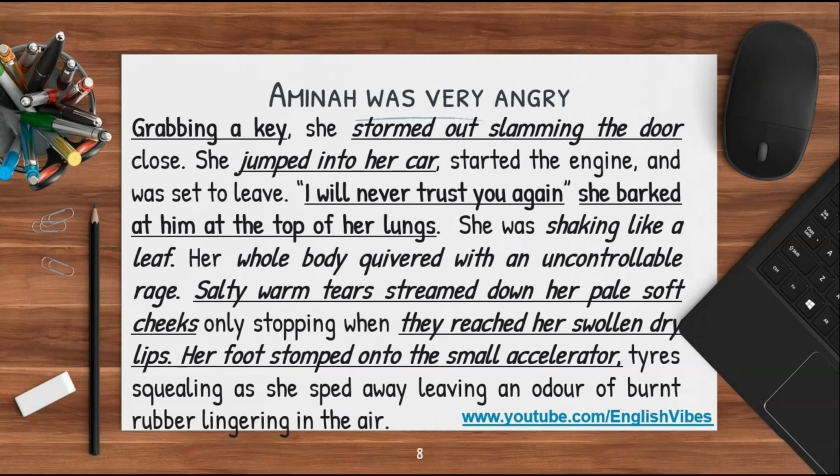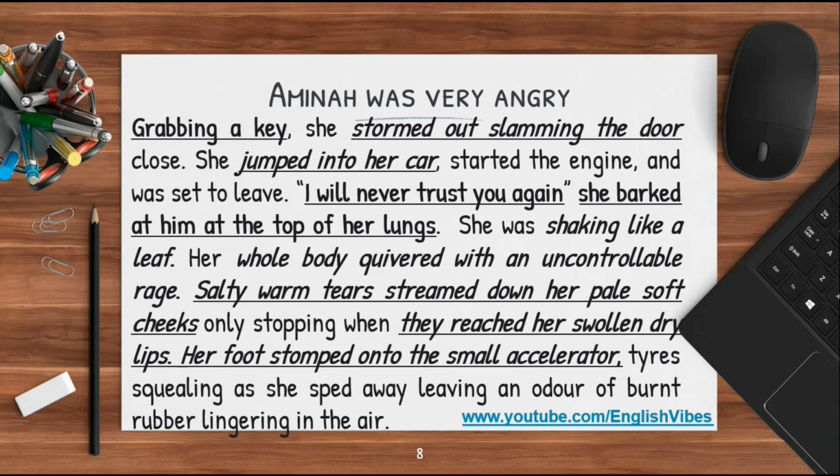She was shaking like a leaf. Her whole body quivered with an uncontrollable rage. Salty warm tears streamed down her pale soft cheeks, meaning to say she had kind of a mixed emotion where she was shivering and at the same time there were tears rolling down.